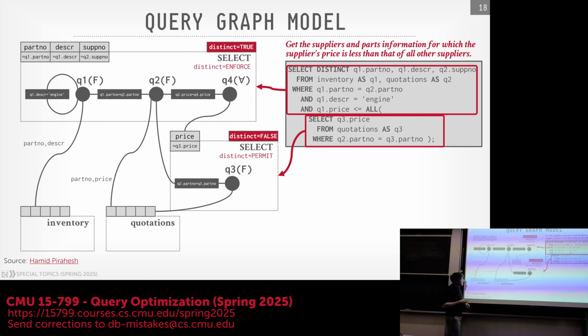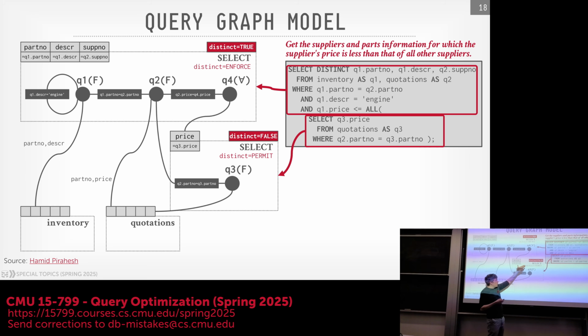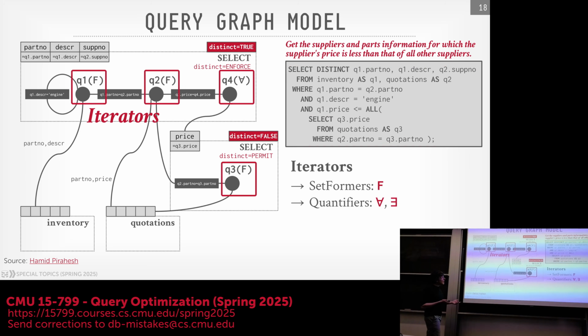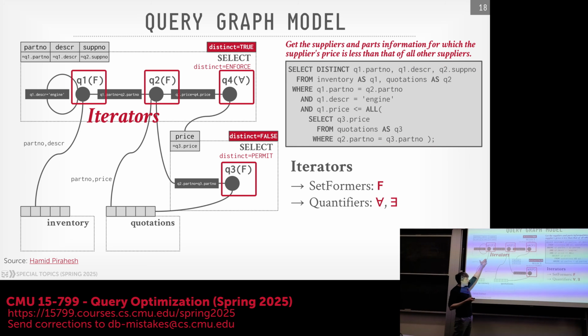Then you would have these query boxes that correspond to the two queries in the query plan. In the initial version of a query graph model for a new query that shows up, every nested query would be treated as its own box, and the outer query is obviously treated as a box. So these are the two select statements that we have. Within that, we have these vertices that represent the iterators, the things that are doing some operation on a stream of tuples coming in.